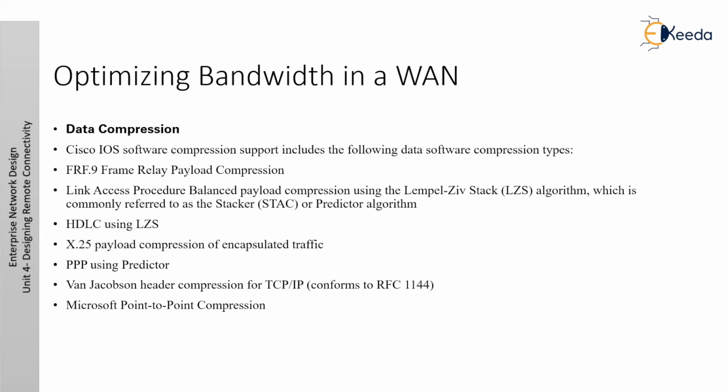Now come to optimizing bandwidth in a WAN. It is expensive to transmit data over a WAN. Therefore, one of many different techniques such as data compression, bandwidth combination, tuning window size, congestion management, queuing and scheduling, congestion avoidance, and traffic shaping and policing can be used to optimize the bandwidth usage and improve overall performance.